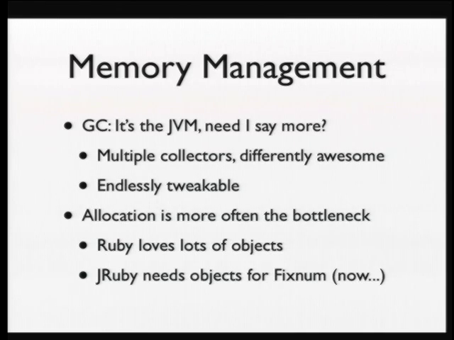We do crank through a lot of objects. We actually end up hitting allocation rates as a bottleneck more often than GC. The GC is still barely a blip on the performance schedules. But we're doing way better than just about any of the other implementations, just because we're piggybacking on the JVM.